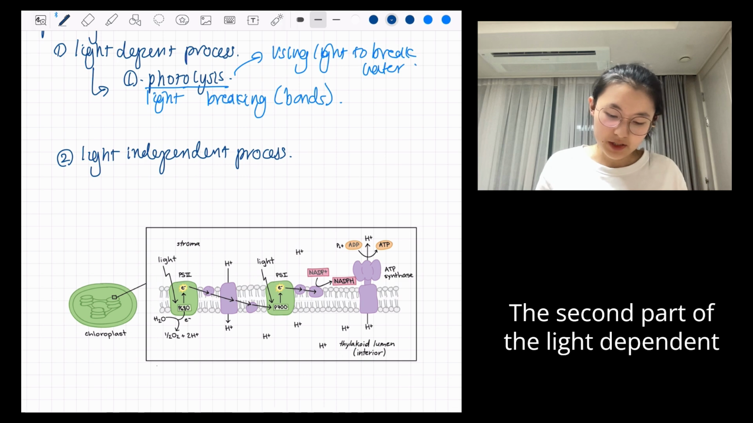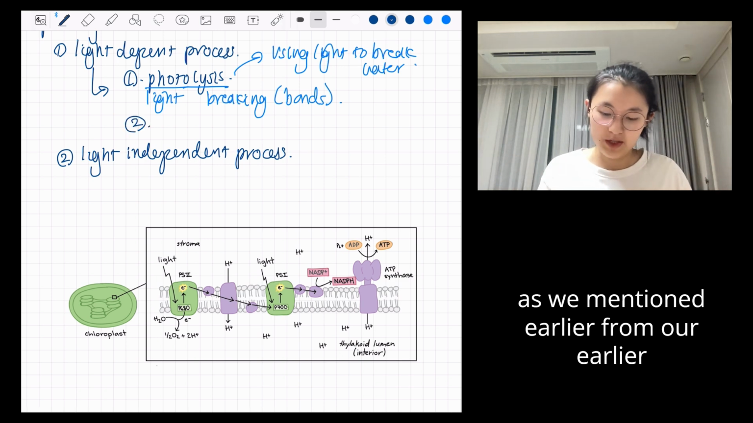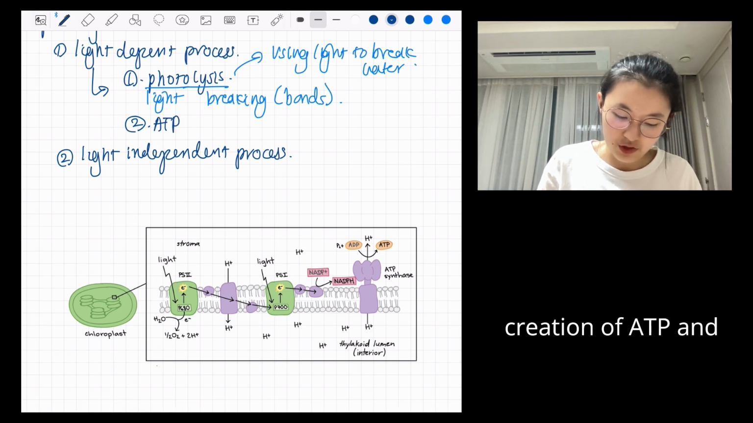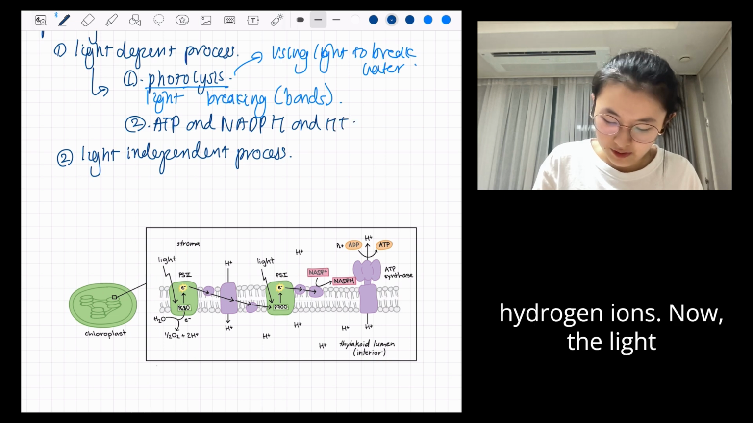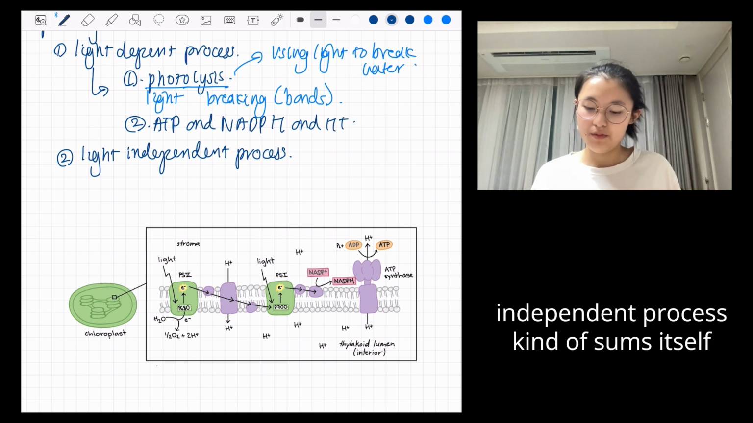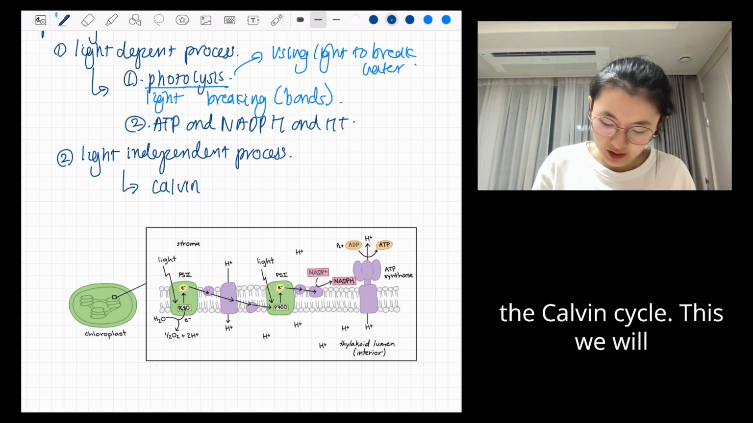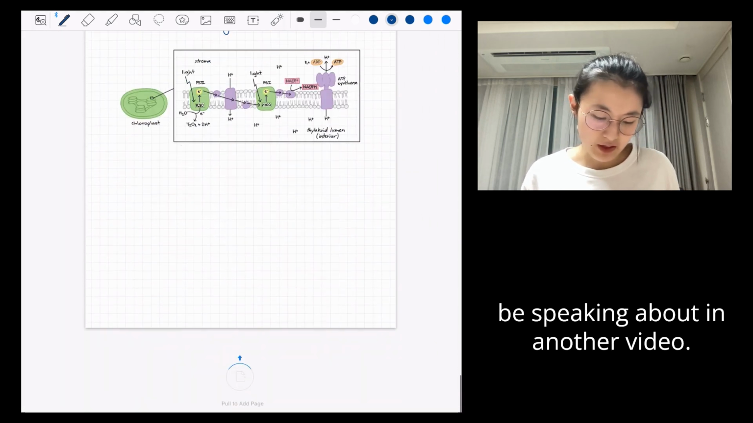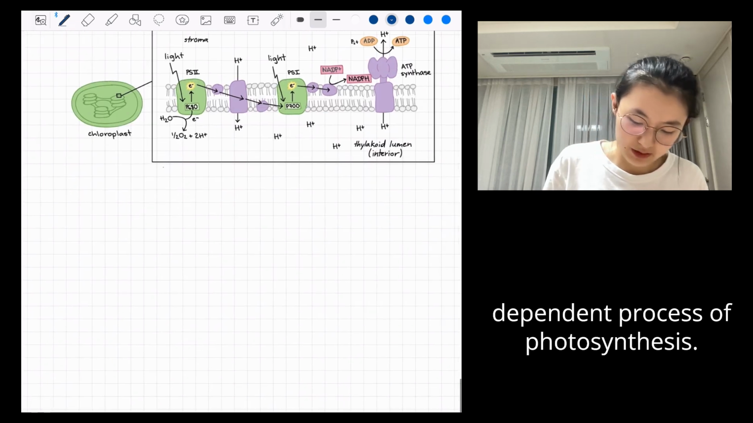The second part of the light-dependent process consists of using the ETC, as we mentioned from our earlier videos, and this process involves the creation of ATP and NADPH, and also hydrogen ions. Now, the light-independent process sums itself up into the cycle called the Calvin cycle. This we will be speaking about in another video. But first, let's look into the light-dependent process of photosynthesis.